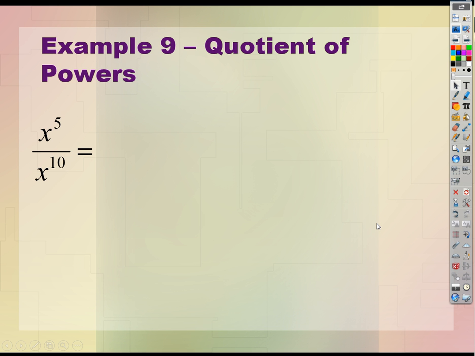How about this one? What do you think? Brooke, what can I do with this? This is a little bit trickier. There's a couple things I could do, but see if you guys remember the shortcut. If I divide like bases where the bottom is a bigger exponent, do you remember our shortcut? Say it again. It's going to be 1 over. Good. So we're going to keep it on the bottom.